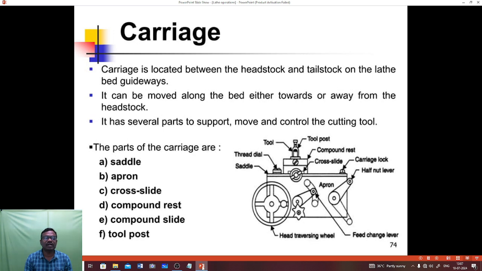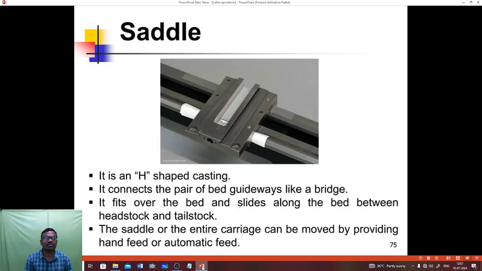It can be moved along the bed either towards or away from the headstock. It has several parts to support, move and control the cutting tool. Saddle is an H-shaped casting. It connects the pair of bed guideways like a bridge. It fits over the bed and slides along the bed between headstock and tailstock. The saddle or the entire carriage can be moved by providing hand feed or automatic feed.